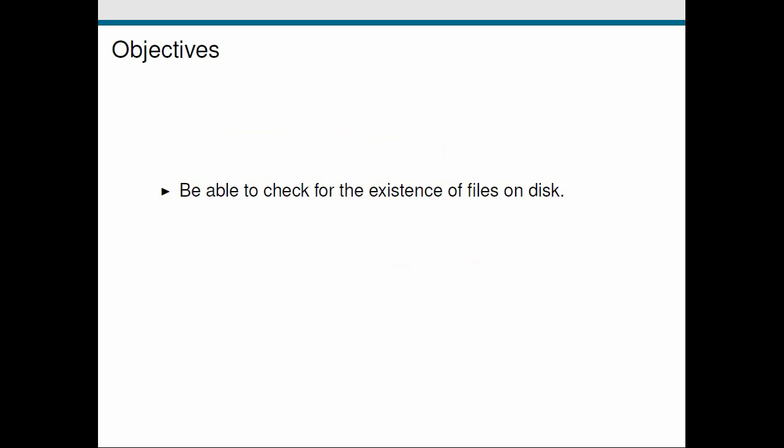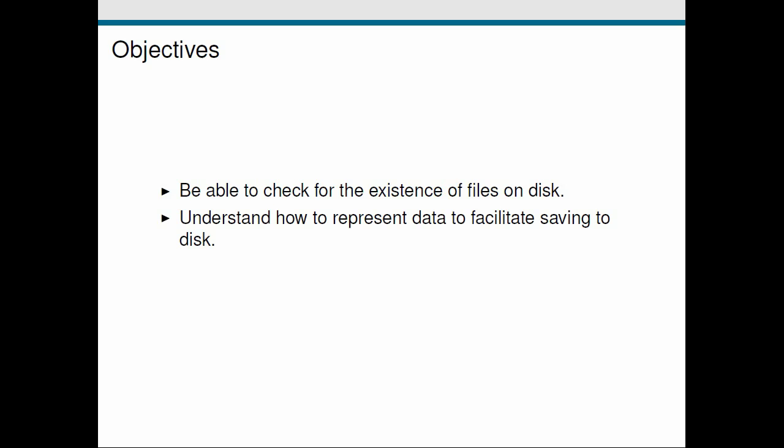So the objectives are, first, to be able to check whether a file exists already on disk. This is important so we don't accidentally overwrite either our own or somebody else's previously saved data. Then we want to understand how we can best represent data to facilitate saving it and loading it from disk. And then finally, we want to learn how to do the saving. How do we save data from Python onto a file on disk, so then we can use it in some other fashion?